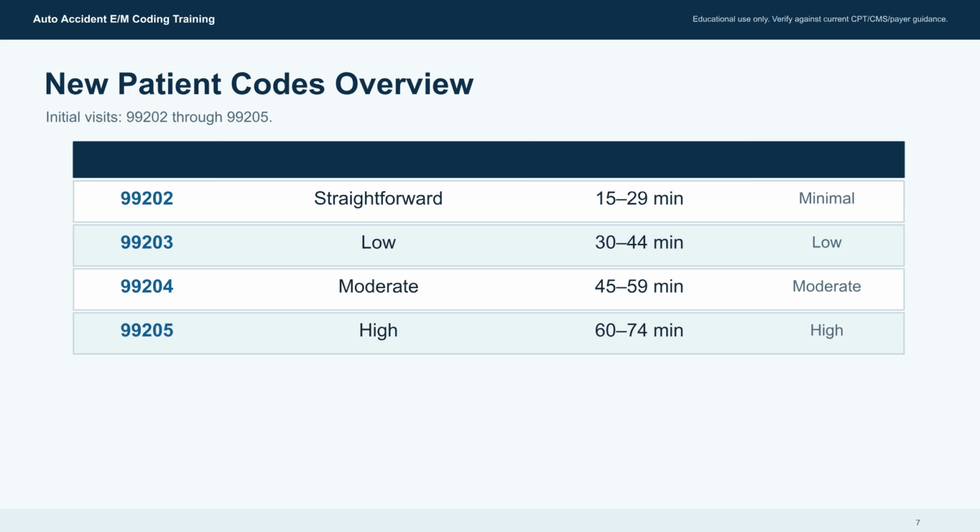In auto accident care, the initial evaluation often requires more work than a simple follow-up because the provider may need to evaluate the accident mechanism, identify all injured body regions, review outside records, order imaging, prescribe medication, or create a treatment plan. But the code still depends on what is medically necessary and documented.